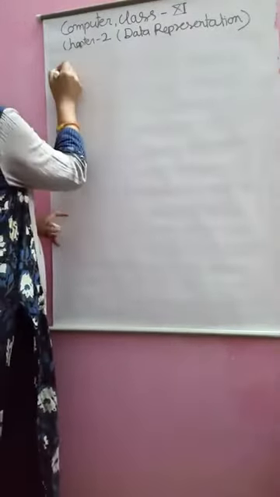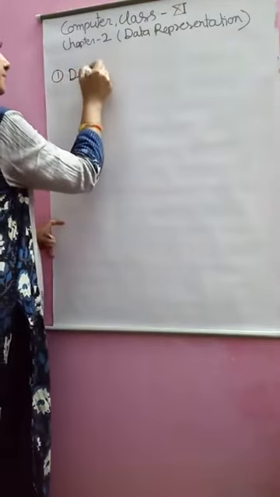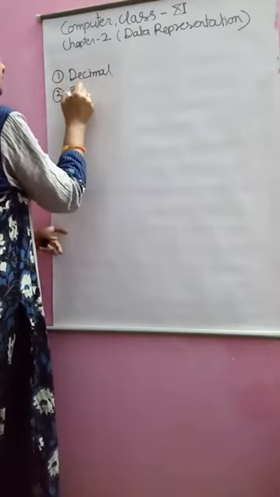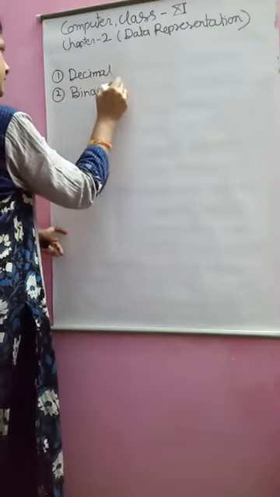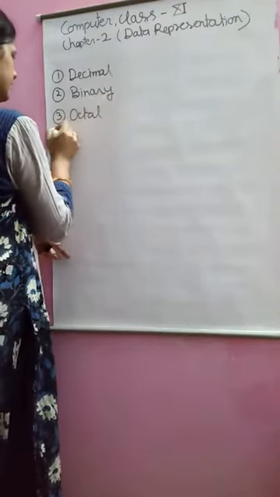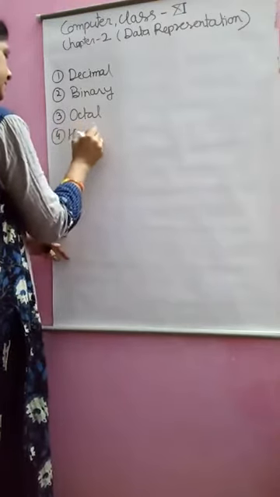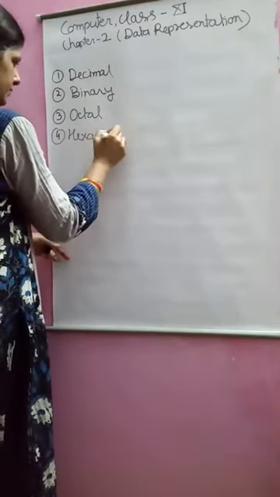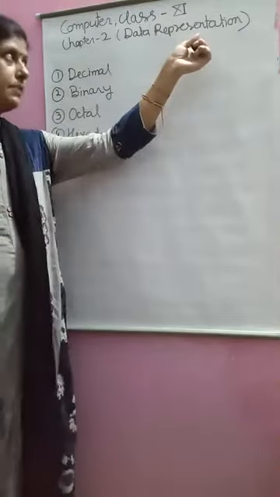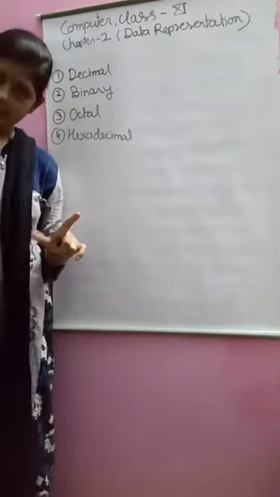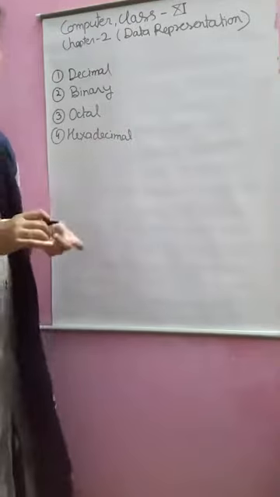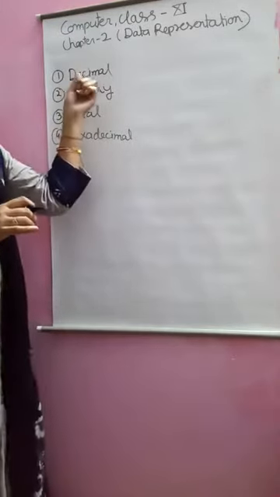The common ones are decimal, binary, octal and hexadecimal. Data representation means we are representing data using digits. Now, digits depend on the base.